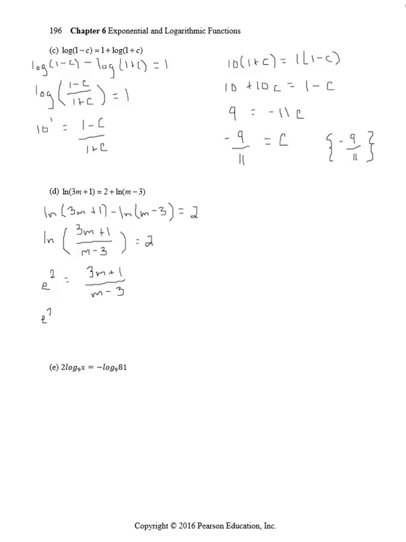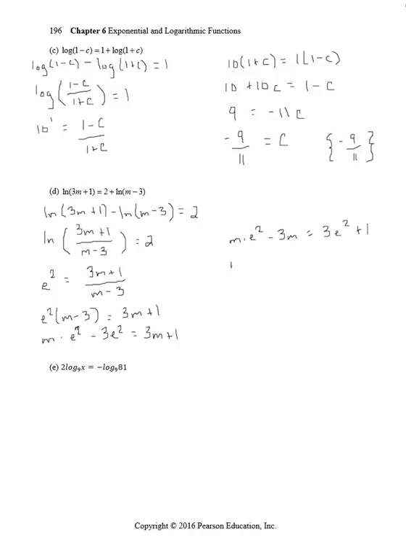Cross multiplying, we have e squared times m minus 3 equals 3m plus 1. E squared is just a constant. Don't let it scare you. So we have m times e squared minus 3e squared equals 3m plus 1. Now get the m's on one side of the equation. So we have m times e squared minus 3m. I move the 3m to the left side. I'm going to move the 3e squared from the left to the right, so it becomes positive 3e squared plus 1.